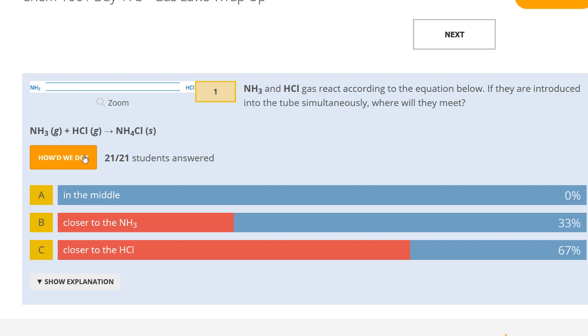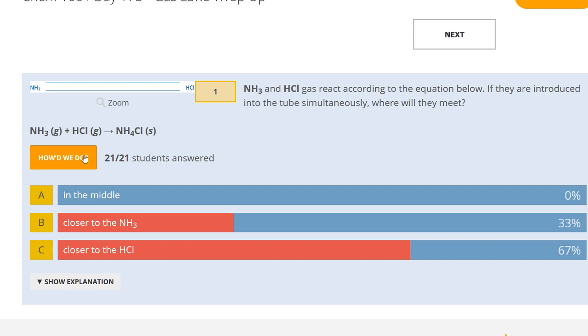Higher density. Well, what has a higher density? HCl. Okay. Higher density would be the same as saying higher molar mass. If it has a higher molar mass, what do we think that might mean about it? It doesn't flow as easily. Okay. It moves a little bit slower.